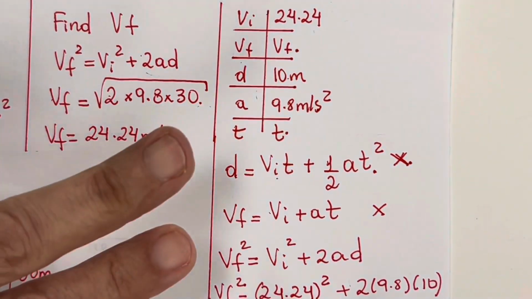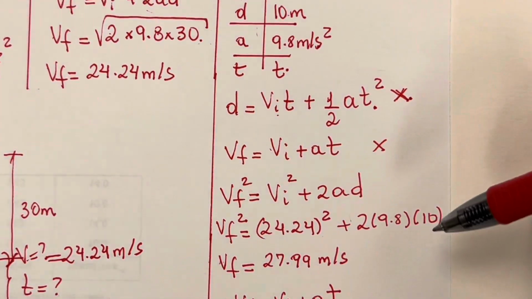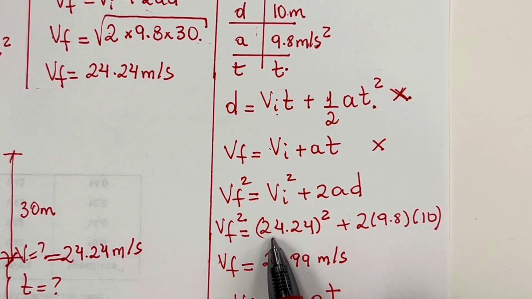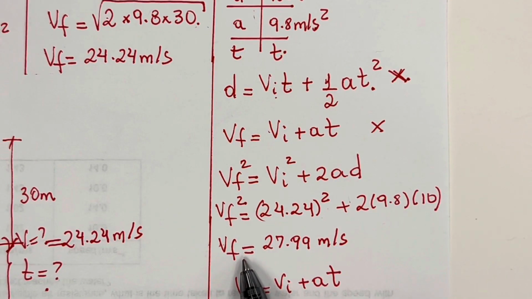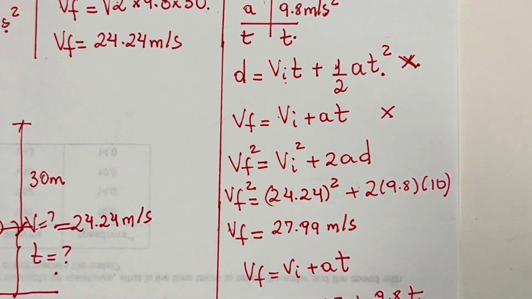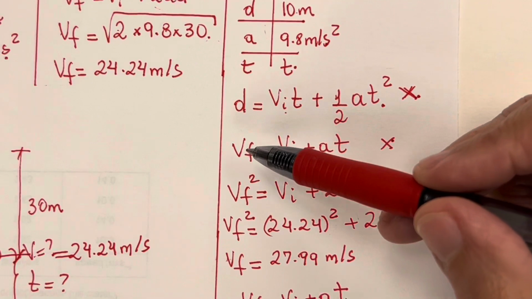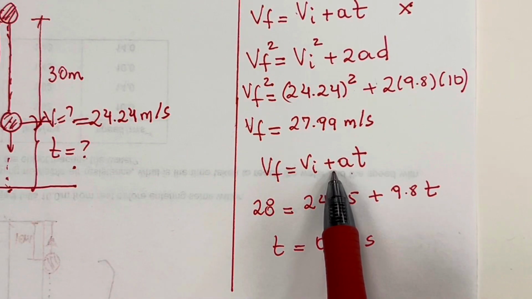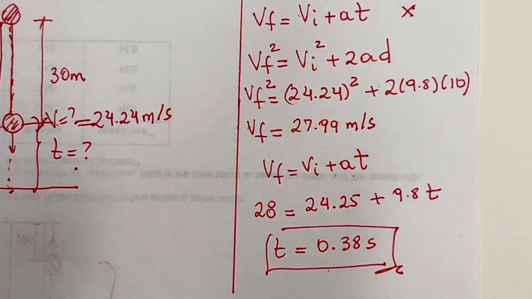So then use the third equation, because you don't need time. We have the distance here, which is 10. The acceleration is the same, 9.8. Initial velocity is 24.24 squared, and this is squared as well. So then I calculate the final velocity, which is 27.99 meters per second. Great. Now I can go back to the equation that I didn't want to use because I didn't know the final velocity. Now I do have the final velocity, so I can use this equation and calculate the time for the last 10 meters, and that's one of the options, and this is correct.